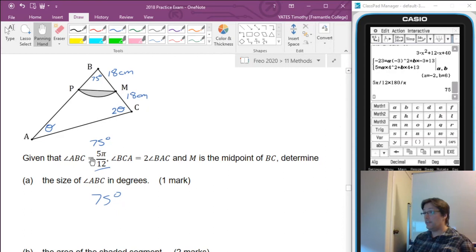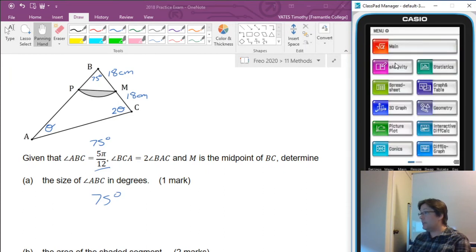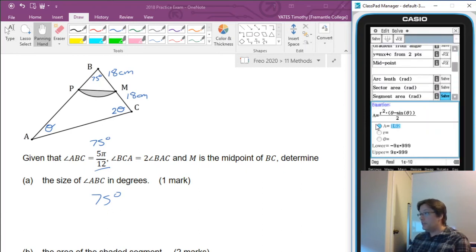What's the area of the shaded segment? So this is just going to be using our ClassPad. This is going to be in e-activities. And we're trying to find just the segment area. We've got the radius was 18. Remember that this needs to be in radians for this to work. If it's not in radians, we'll get the wrong thing. So we've got to do 5 pi divided by 12. Because our theta is outside of sine, it needs to be in radians for it to work properly.